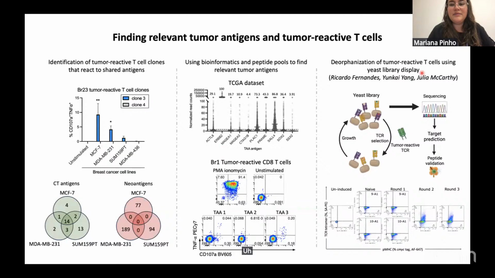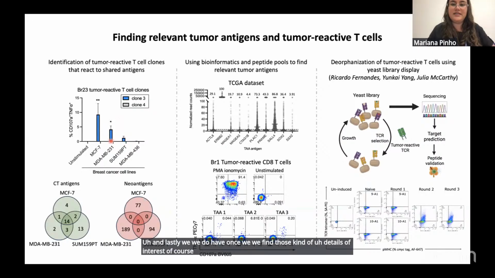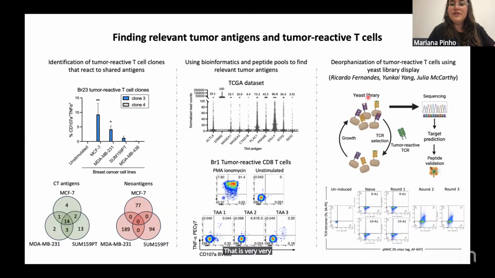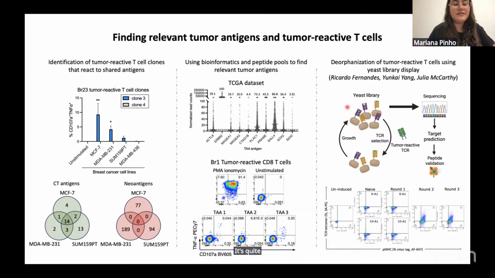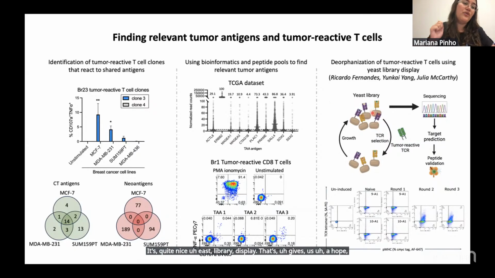And lastly, once we find those kinds of T cells that are of interest, of course, we would want to know what exactly are the antigens that they're specific for. That is very, very difficult. But we have partnered with Ricardo Fernandez here in Oxford, and he has this quite nice yeast library display that gives us hope to try to de-orphanize this TCR.